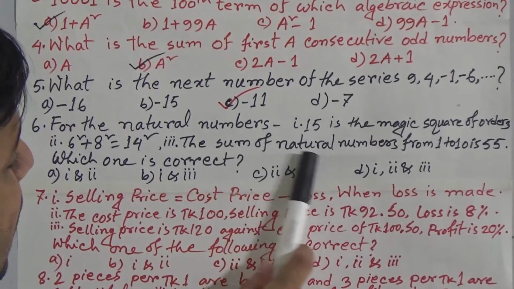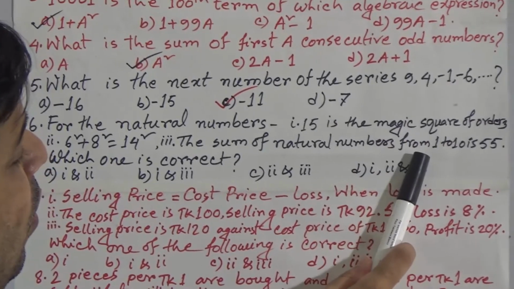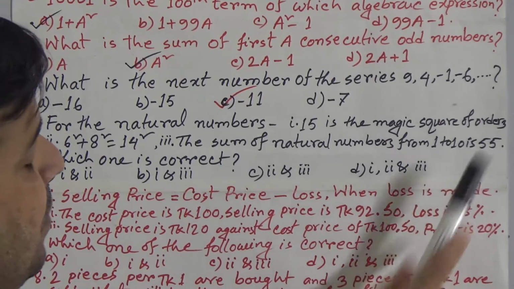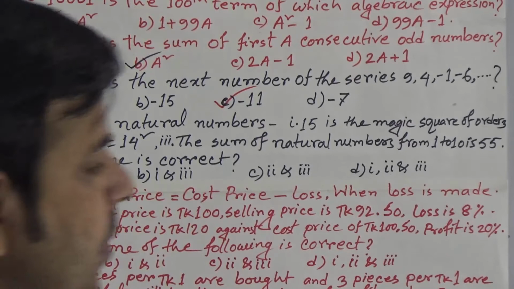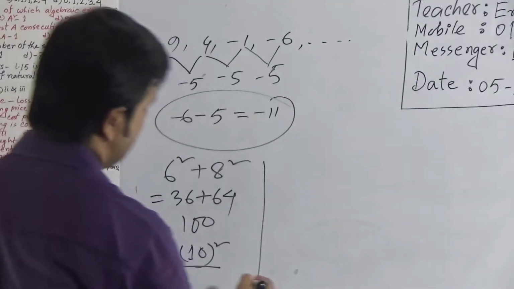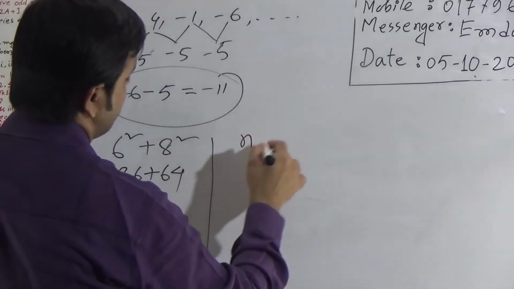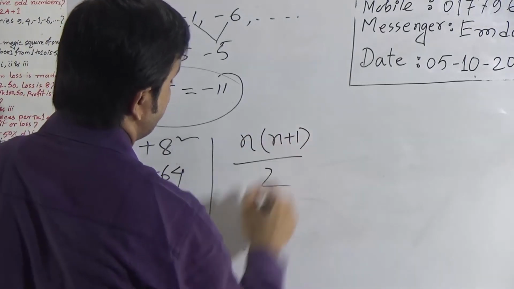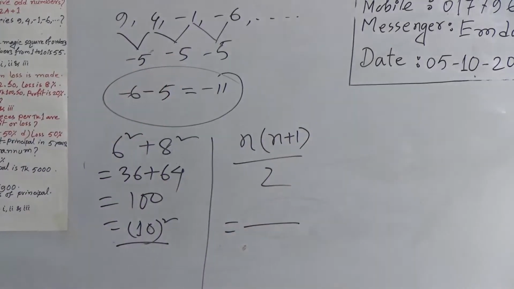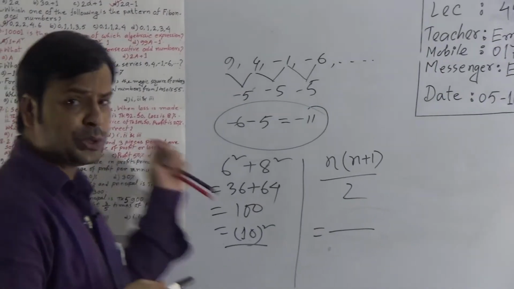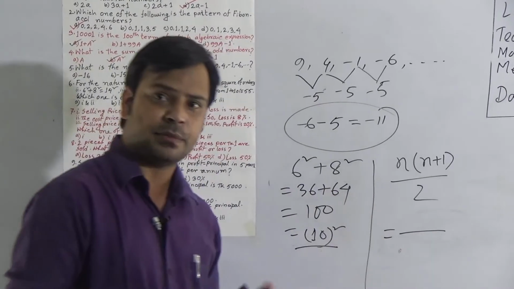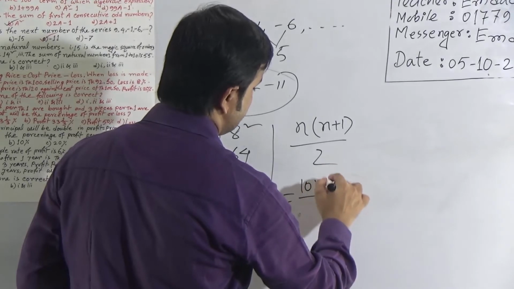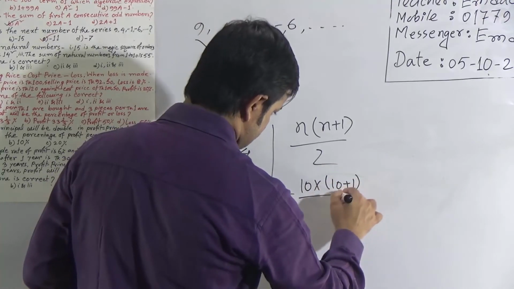The sum of the natural numbers from 1 to 10 is 55. Dear students, you know this is correct, and you can find the sum of natural numbers using a formula, that is n into n plus 1 divided by 2. Here put the value of n. As we have to consider the numbers 1 to 10, it means we have to consider first 10 numbers. So value of n is 10 here. So if we put, we will get 10 into 10 plus 1 divided by 2.